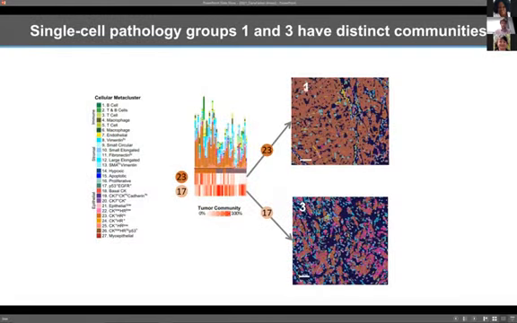And then we went back to our single cell pathology group 1 and single cell pathology group 3, and we compared the dominating communities. And indeed, we found that the single cell pathology group 1, that is from here to here, was dominated by a different community than the single cell pathology group 3, the poorer survival group, which was dominated yet by a different epithelial cell community.